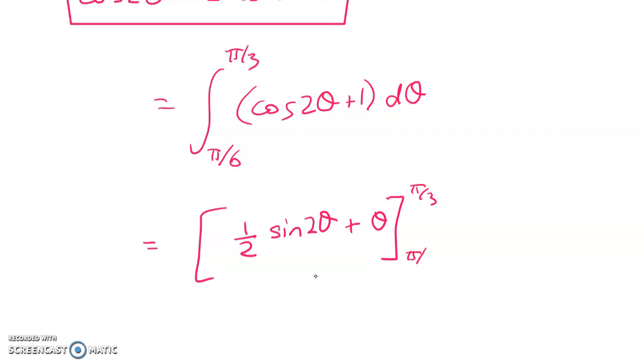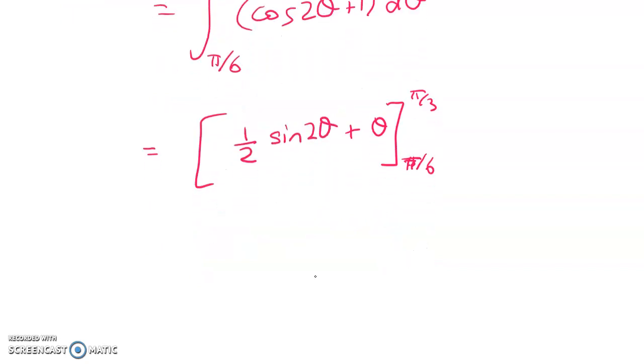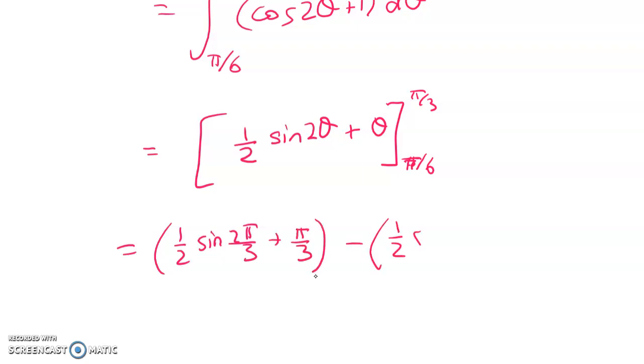Right, if you're still not confident with the constants with these trig integrals, it's time that you did a whole lot of Dr. Frost practice, so please send me an email and I will set you some. And now I've got this. I've got 1/2 sine of 2 pi on 3 plus pi on 3 minus 1/2 sine of 2 pi on 6, so that's pi on 3 plus pi on 6.